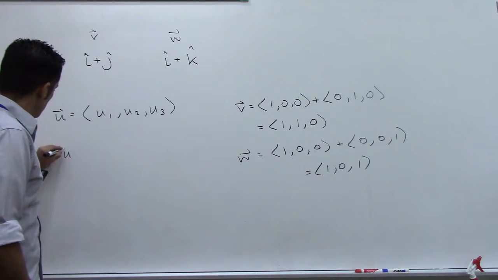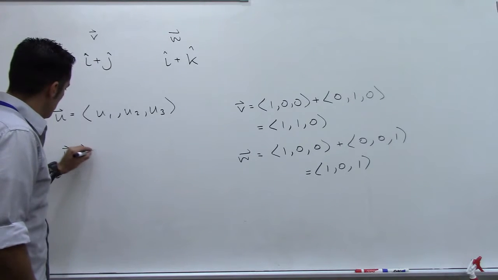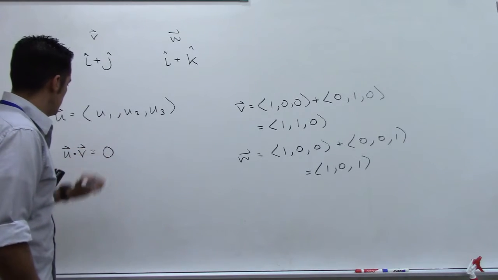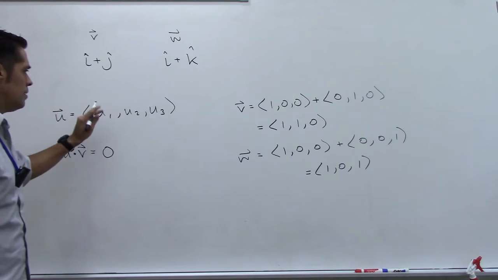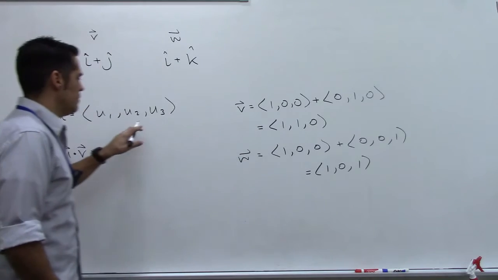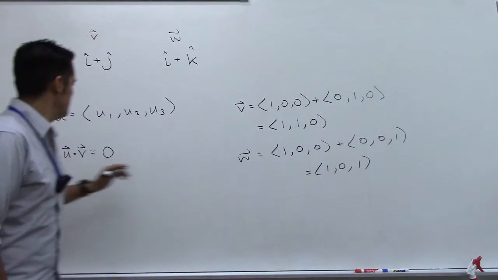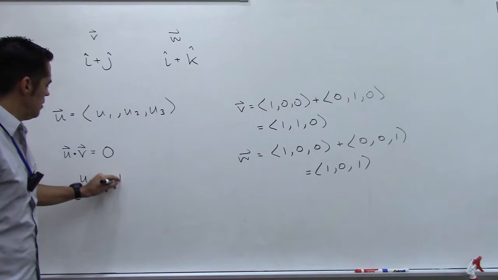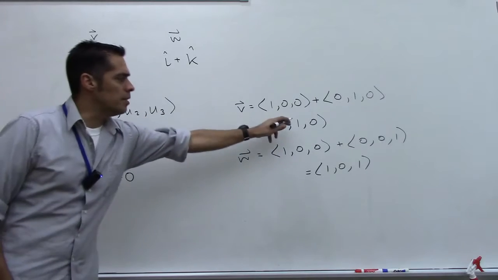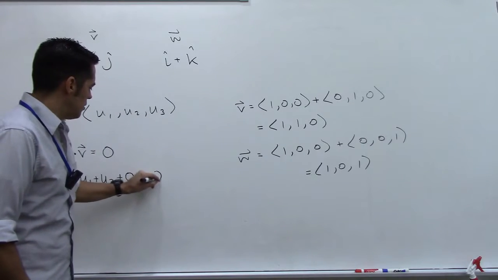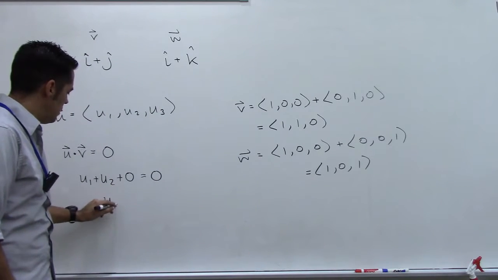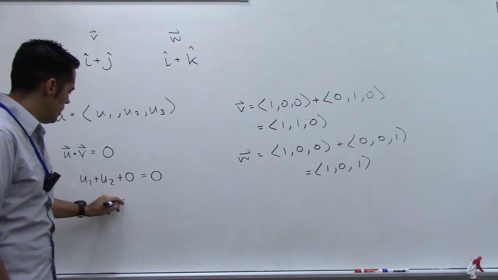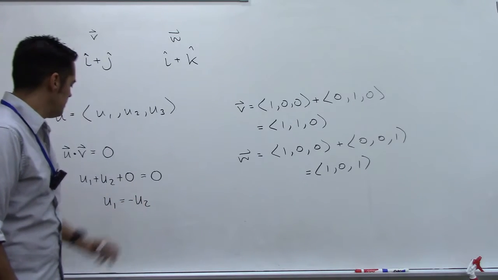I need that u dot v is 0. Okay, that's what I need. So I need that when I dot these two together, I get 0. So if I dot this with this, I just get u1 plus u2 plus 0, because the last component is 0. That equals 0. So that means that u1, if I move things around here, must equal negative u2.